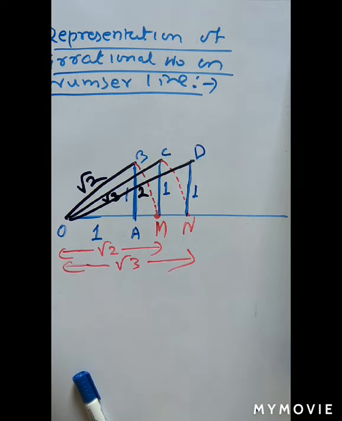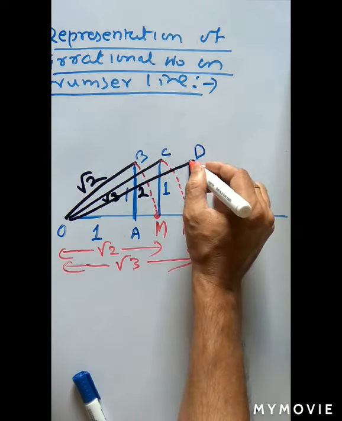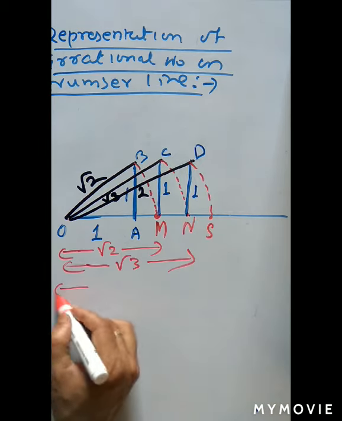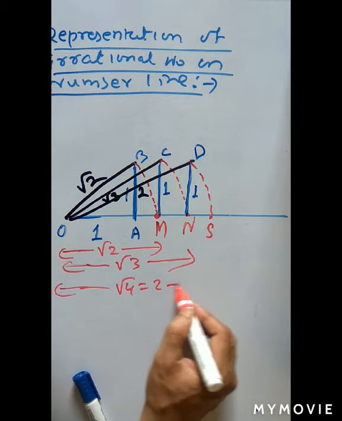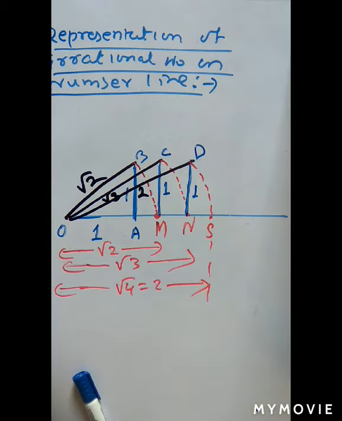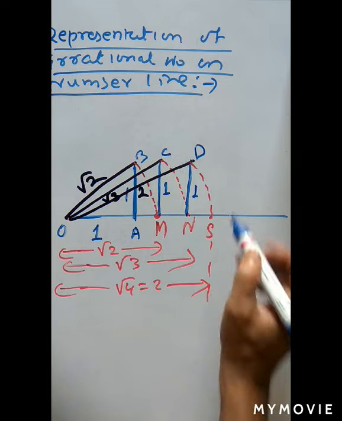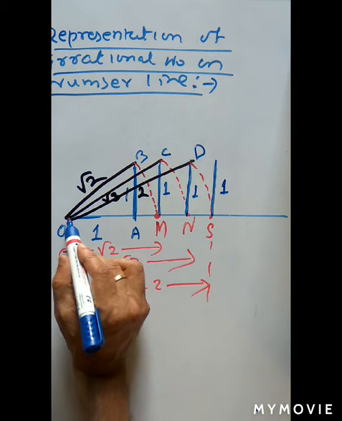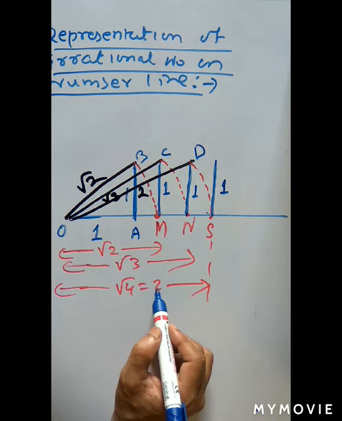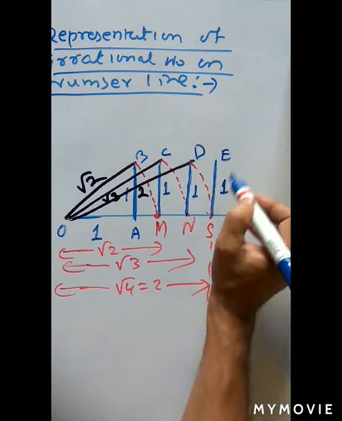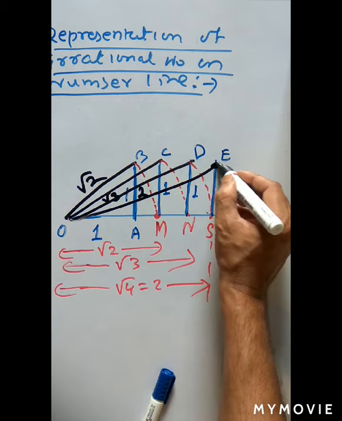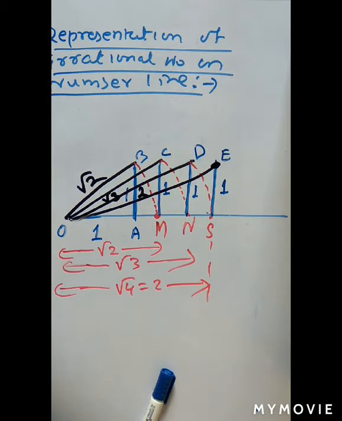Now if we again draw an arc with OD as the radius from the center O, you will get, let us say, point S. So this OS is equal to root 4, which is nothing but 2. Now how will you find root 5? Again at the point S, you draw a vertical line whose length is 1. OS is nothing but 2, and this SE is 1. Now join OE. So what is OE?